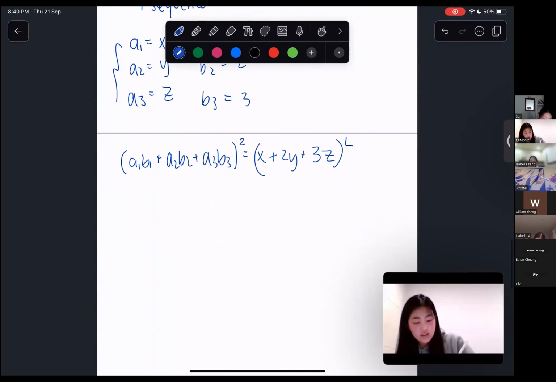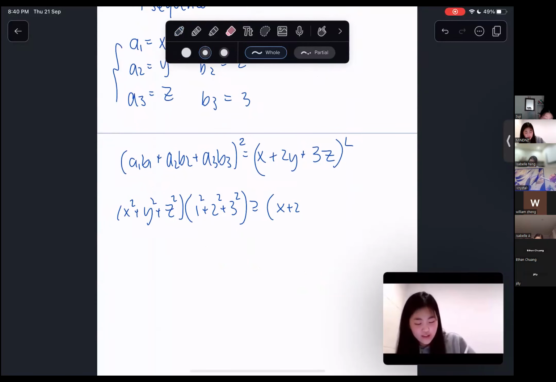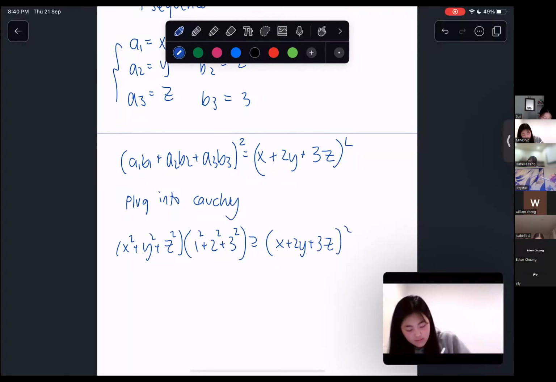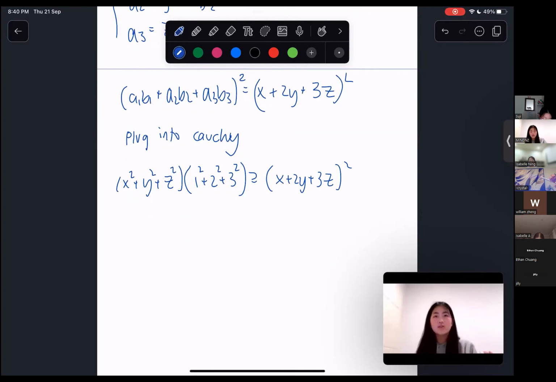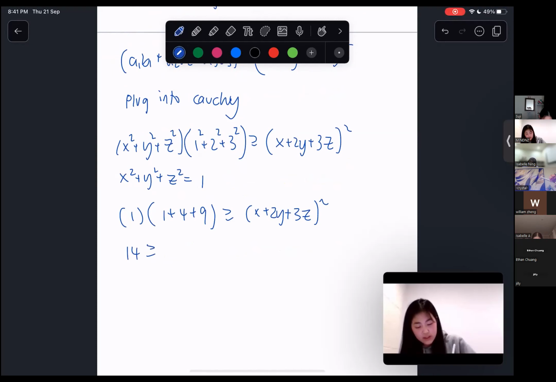So we just get x squared plus y squared. Okay, well, this is sort of what we want to prove, right? Oh, actually, no, we already know it. Let's just plug it in. Right, and it's really good because we've already been told that x squared plus y squared plus z squared equals 1, right? Let's just change that out. So we get 1, then that's 4 plus 9, right? And then squared. And that gives us 14.